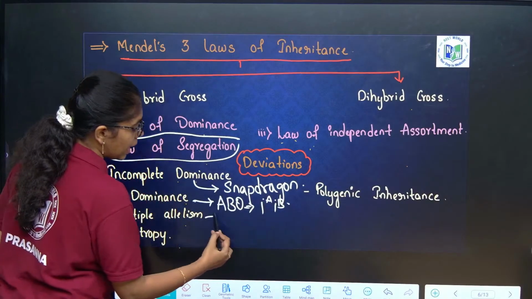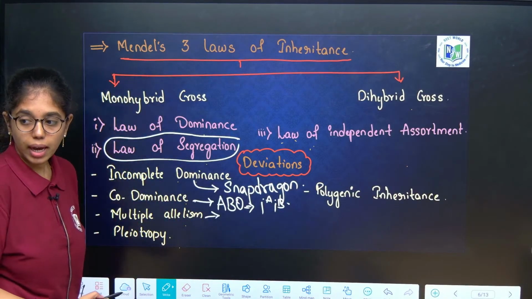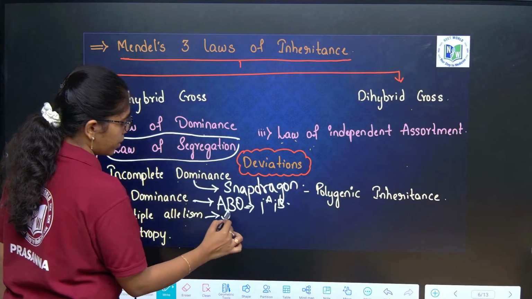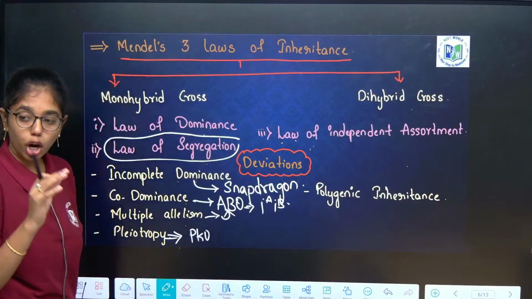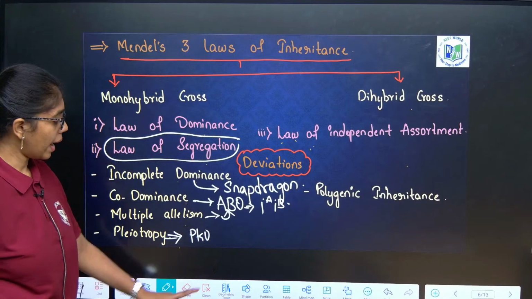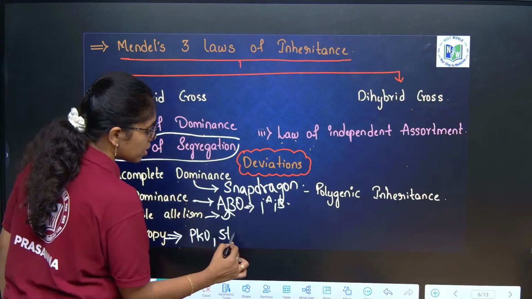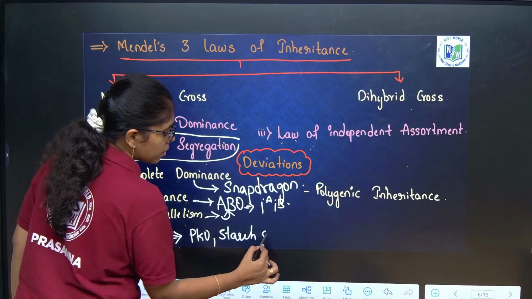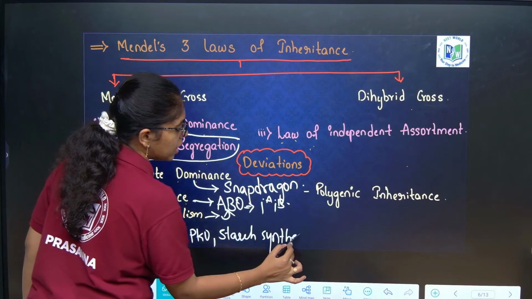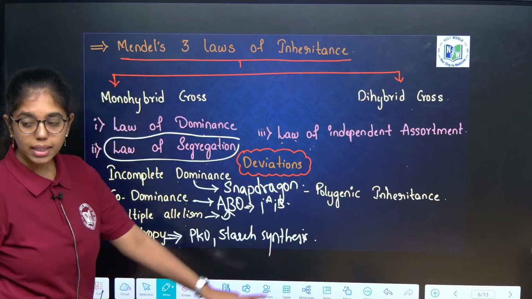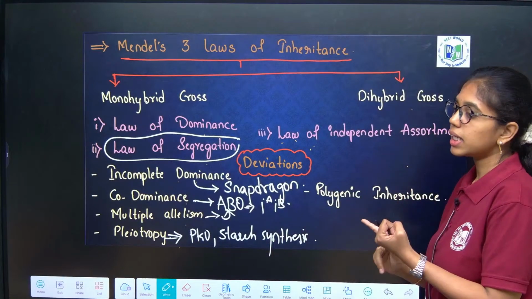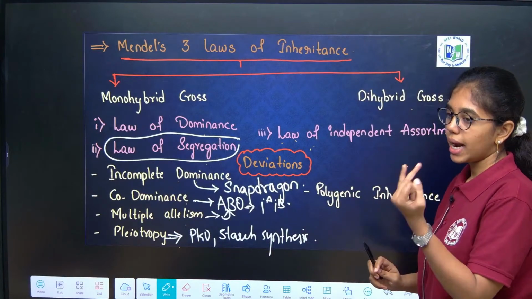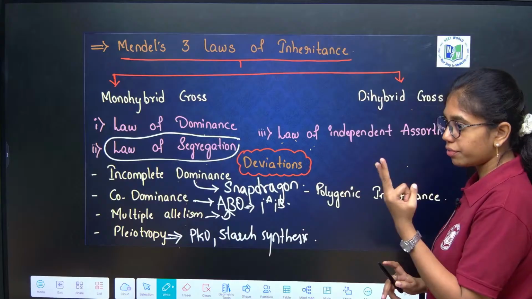Next, multiple allelism, if you have to see, ABO blood grouping only. Very good. Pleiotropy: phenylketonuria, which is an autosomal recessive disorder, and starch synthesis. Fine, these are the examples. Polygenic inheritance, we have learnt 3 examples now. What are they? Kernel color, skin color and height. Clear?